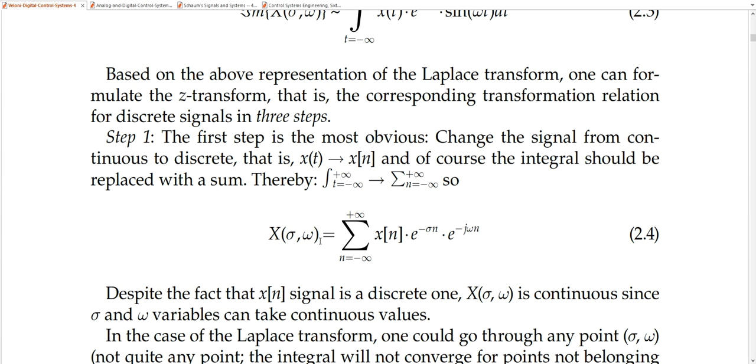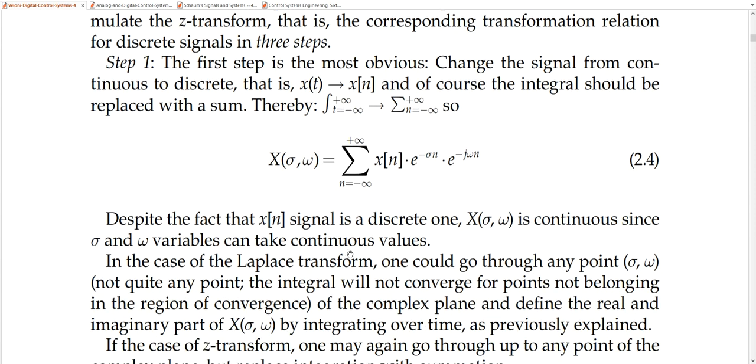So if you have X in terms of lambda and omega, and you are going to get the Z transform, we're going to get the summation of your x(t) converted to the discrete signal x(n) times e to the negative lambda n times e to the negative j omega n. And despite the fact that the x(n) signal is a discrete one, X(lambda, omega) is continuous, since lambda and omega variables can take continuous values. So in the case of the Laplace transform, one could go through any point.